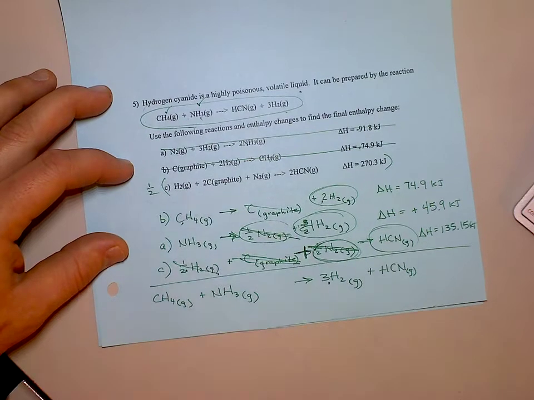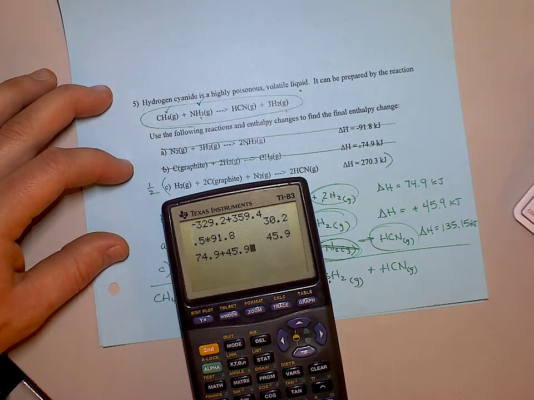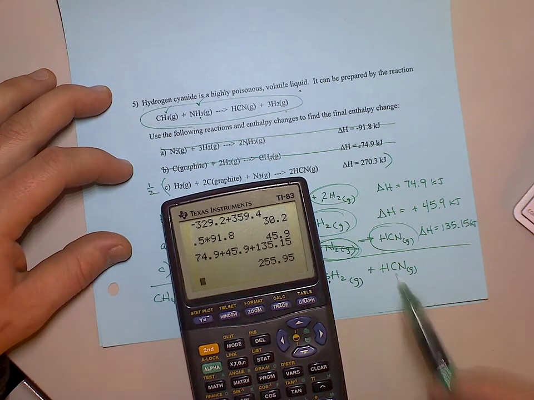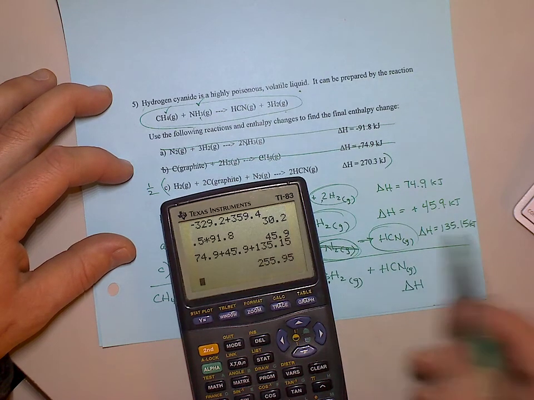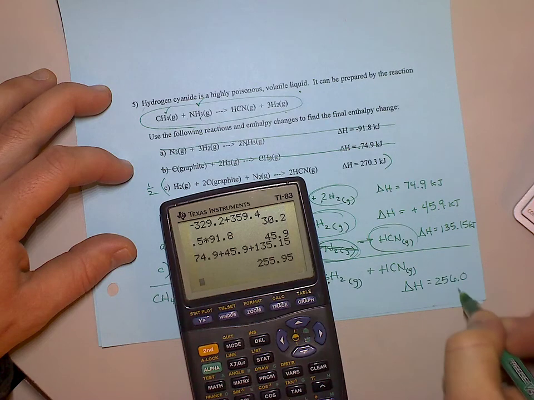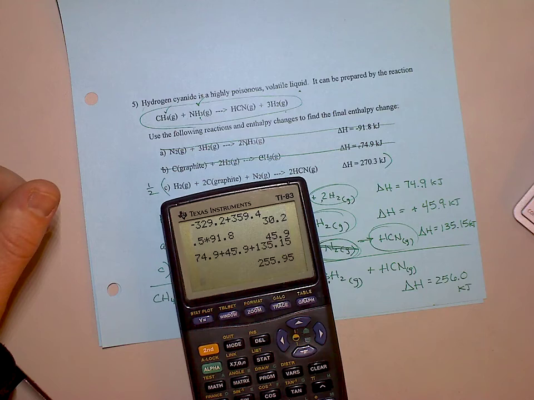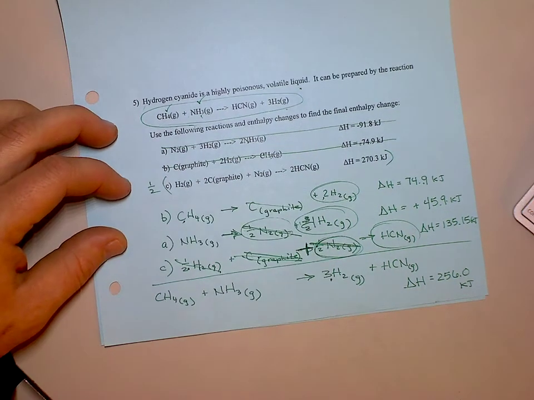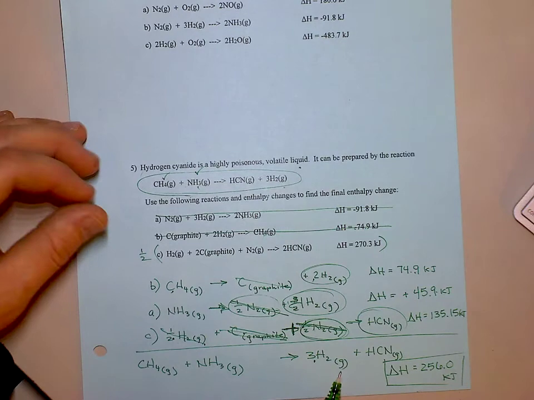We're all good. We're going to take our delta H's, 74.9 plus 45.9, that's 120.8, plus 135.15. We're going to add them together. If you want to get sig figs, you can only go to the nearest tenth. So I'd have to round this to 256.0 kilojoules. Obviously, an endothermic reaction is going to absorb heat. Okay, so hopefully by seeing those 3, you can now complete the rest of Hess's Law.